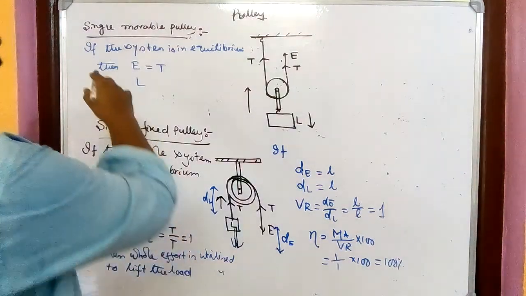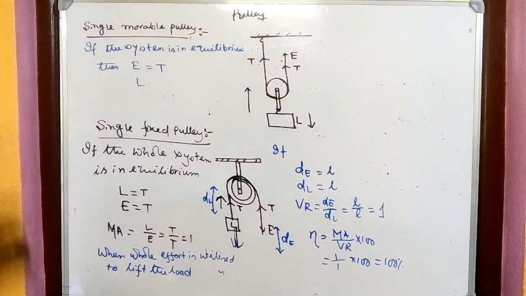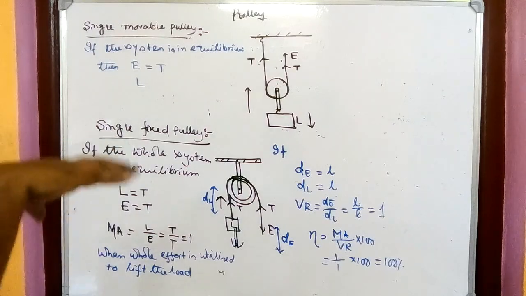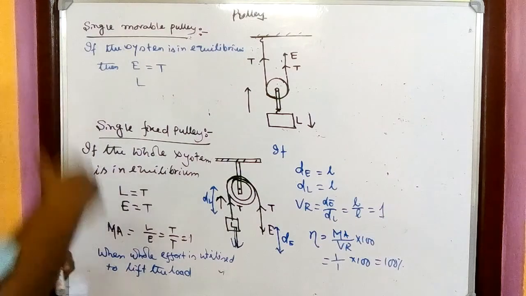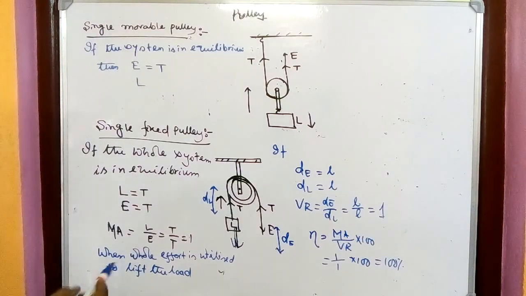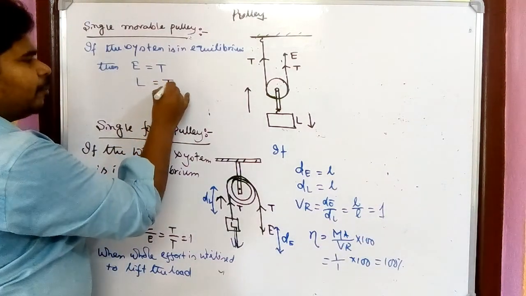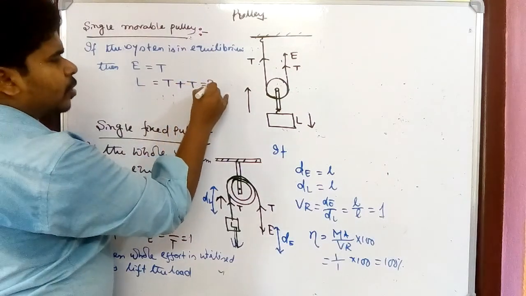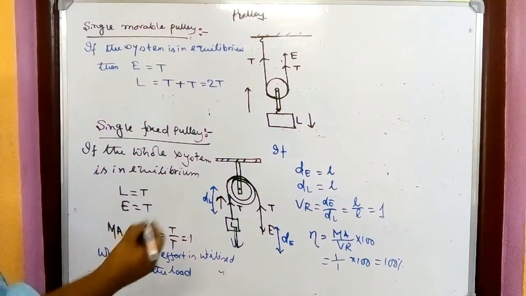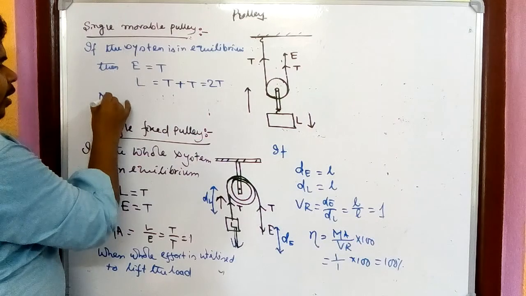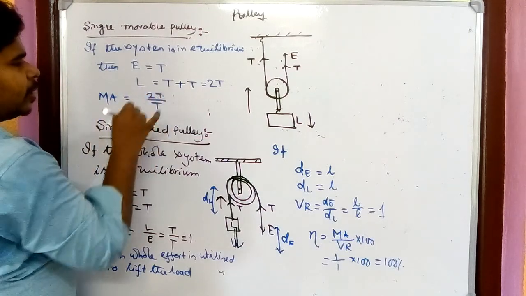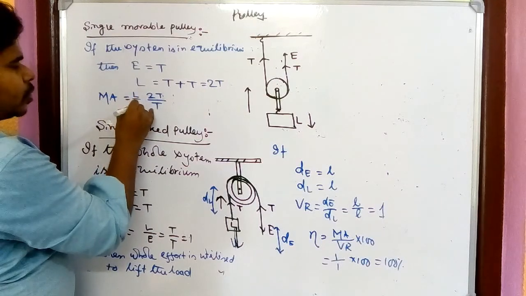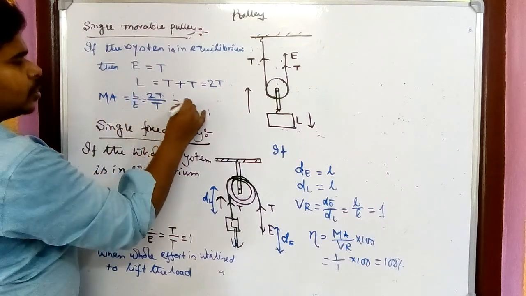I have already told, as the system is in equilibrium, so here this load which is acting downward and these tensions which are acting upward, they should balance each other. So load equals T plus T, that means 2T. Now mechanical advantage. Mechanical advantage equals 2T by T, because we know it is load by effort, that is 2.